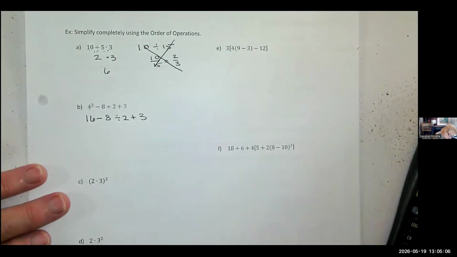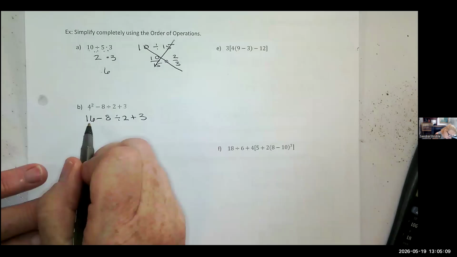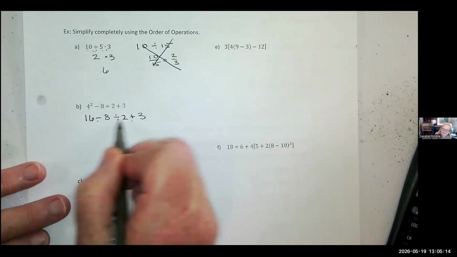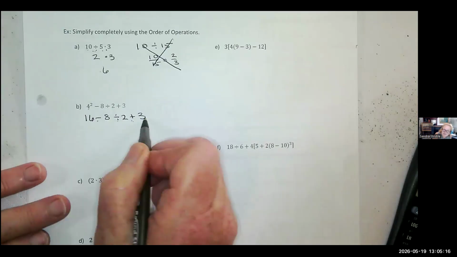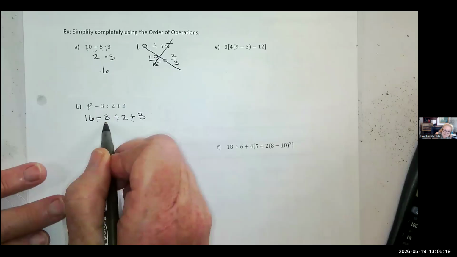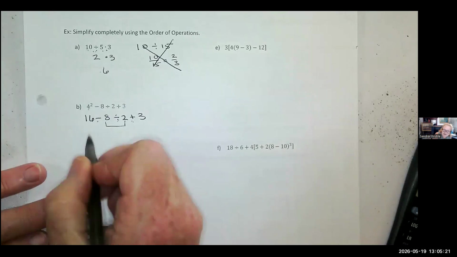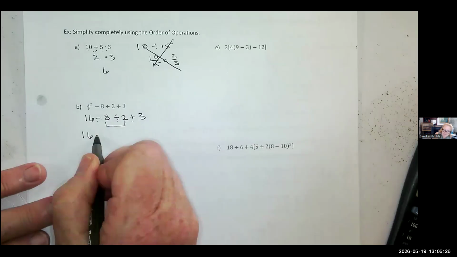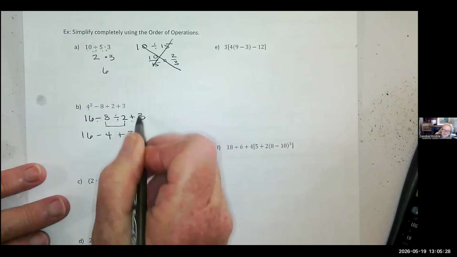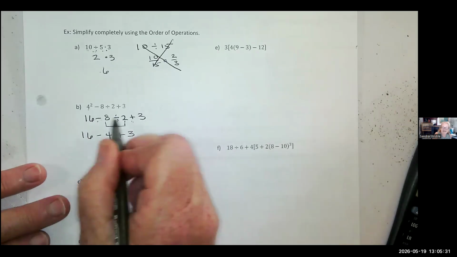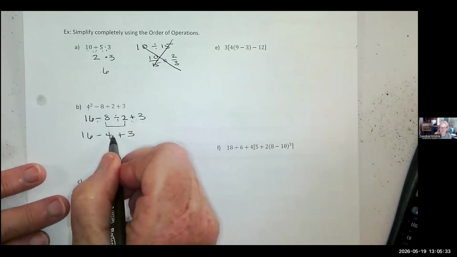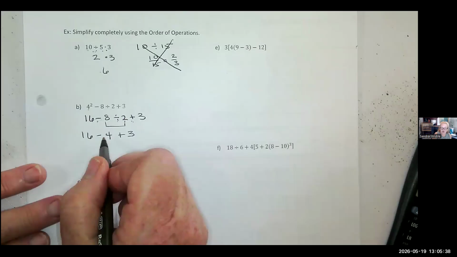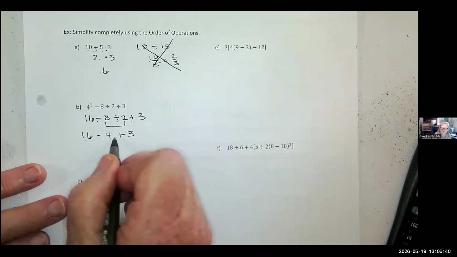Now we've got subtraction, division, and addition. Division comes before subtraction and addition. If you want to do this and this, it's going to be wrong. You have to combine these first. So write 16, negative 8 divided by 2 is negative 4, and then bring down the plus 3. Negative divided by positive is negative. 8 divided by 2 is 4. Now, left to right, subtraction and addition. 16 minus 4 is 12, plus 3 is 15.